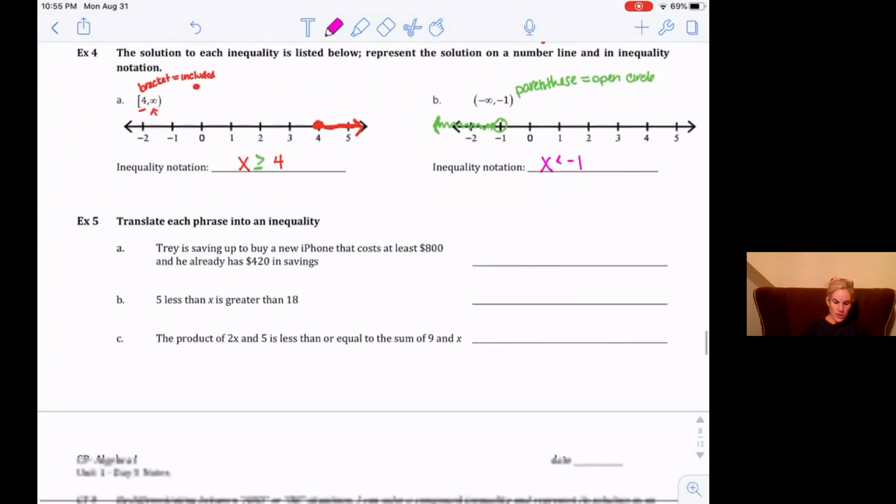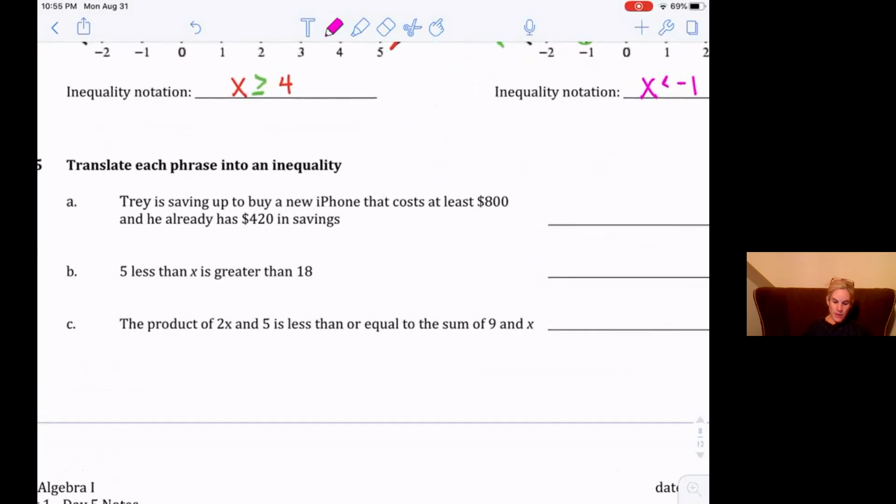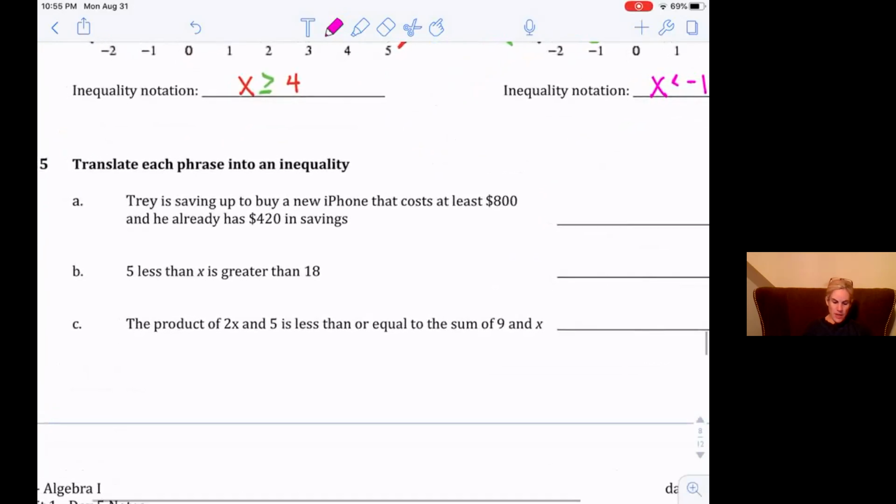All right, example 5 says to translate each phrase into an inequality. A says Trey is saving up to buy a new iPhone that costs at least $800. He already has $420 in savings. So here, we have to think about what he's doing. He's saving to buy a new iPhone, so he's looking to purchase a phone. And in order to get to that phone, he needs to save money. And he could take his savings, what he's going to save, and what he already has.